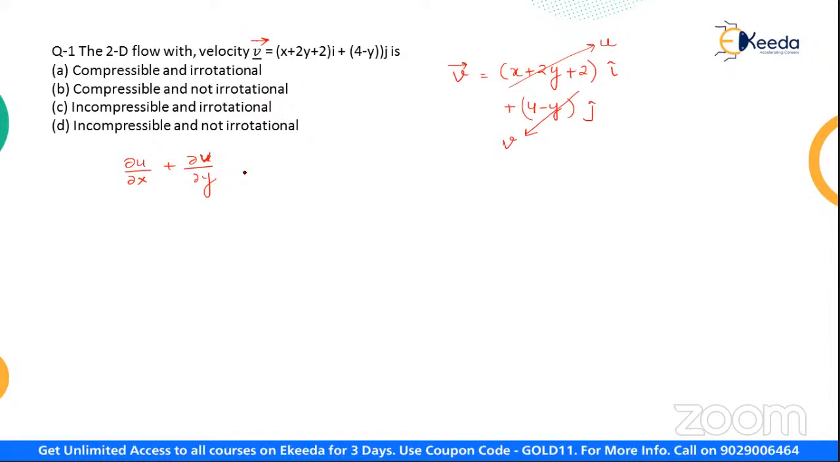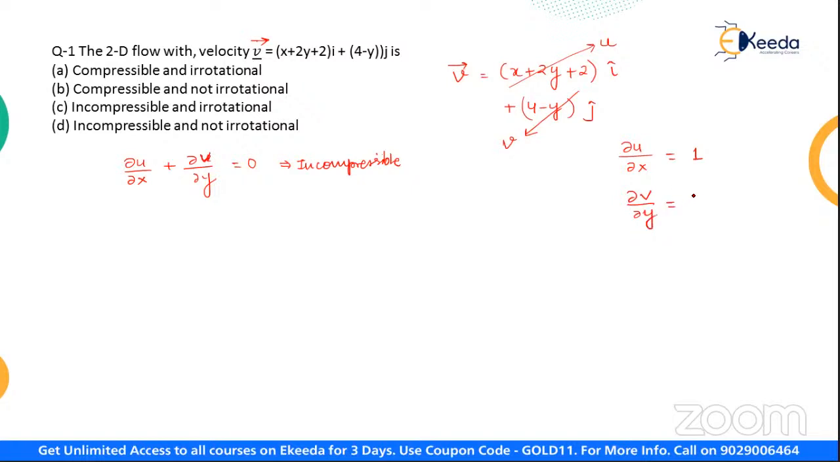If this comes out to be zero, then the flow is said to be incompressible. Now we will check whether the del u by del x and the del v by del y, the summation of these two is equal to 0 or not. So if we differentiate the u component of the velocity vector with respect to x, then we will get the value as 1, because only x will be differentiated, the y term will be 0, and a constant will also be differentiated to 0.